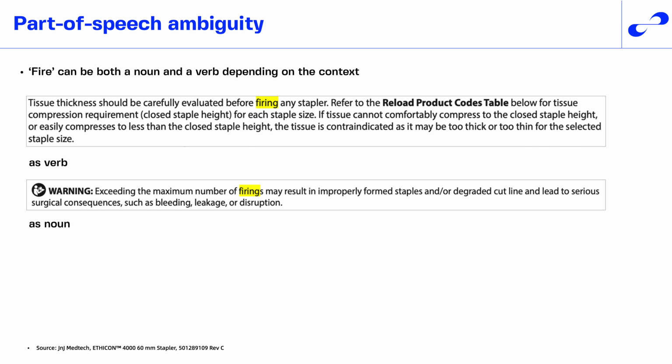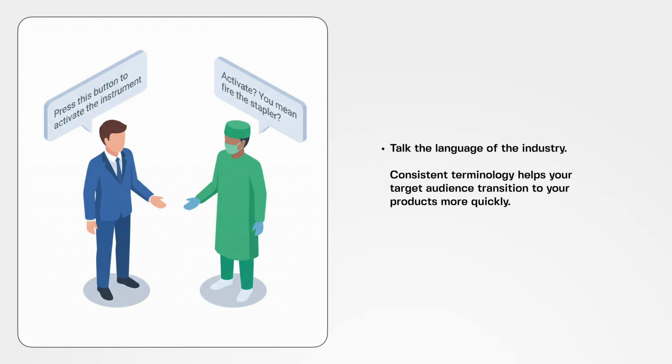In surgical contexts, fire can mean the action of activating a stapler, like firing a stapler, or the count of activations, like number of firings. You must specify whether fire functions as a verb or a noun in each instance. The most efficient approach is to reference existing products, including competitor materials. Consistent terminology helps your target audience transition to your products more quickly. There's no disadvantage in aligning with established industry terms.